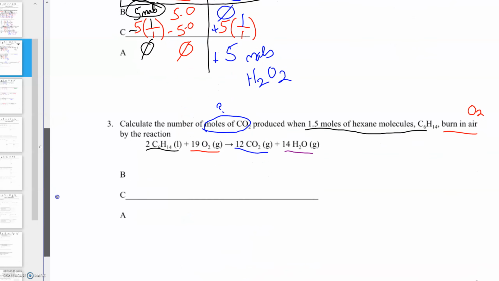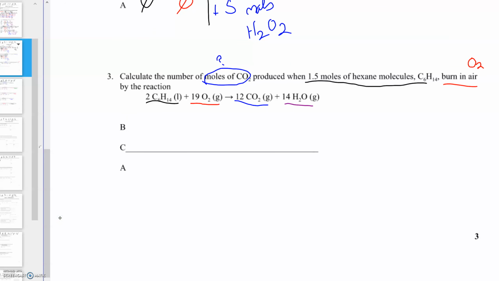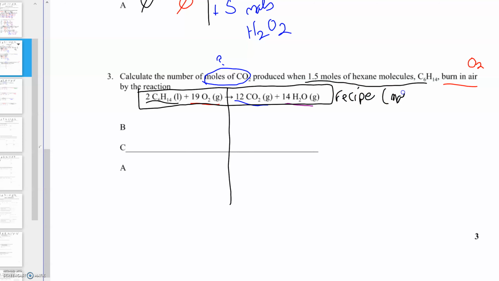Okay, one more problem on this page. Calculate the number of moles of CO2 produced when 1.5 moles of hexane, C6H14, burn in air. Now, remember our little trick here. When things burn in air, you're usually assuming it's O2, oxygen. So let's do our skeleton outline here. This is my balanced equation. This is my recipe for my mole ratios. So label this here. This is your recipe. This is where you get your mole ratios from.